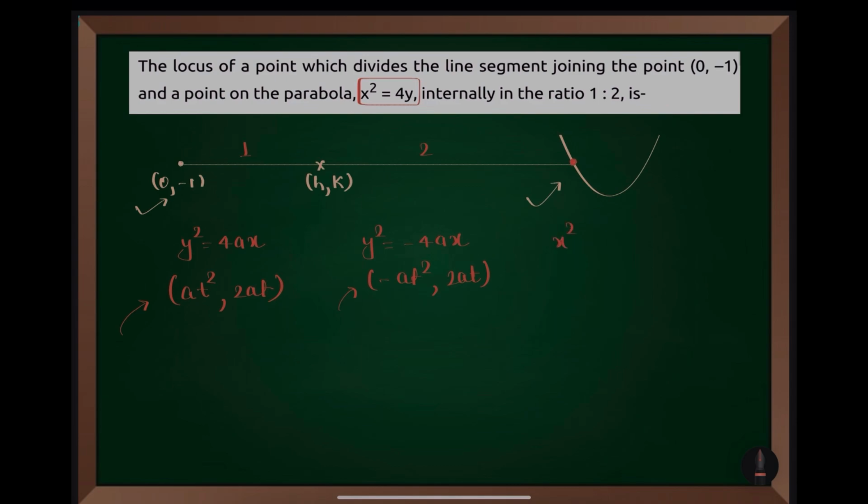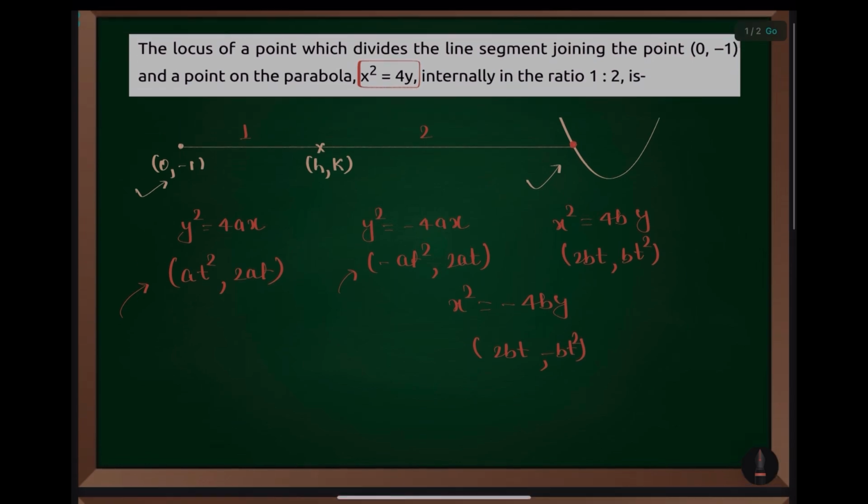Now look at this, x square equals 4by, sorry. Now you have to imagine y. So can I go with bt square? So it will become 2bt. Correct? Now we have x square equals minus 4by. So can I go with minus of bt square? So it will become 2bt. I hope now you are comfortable in taking a point.